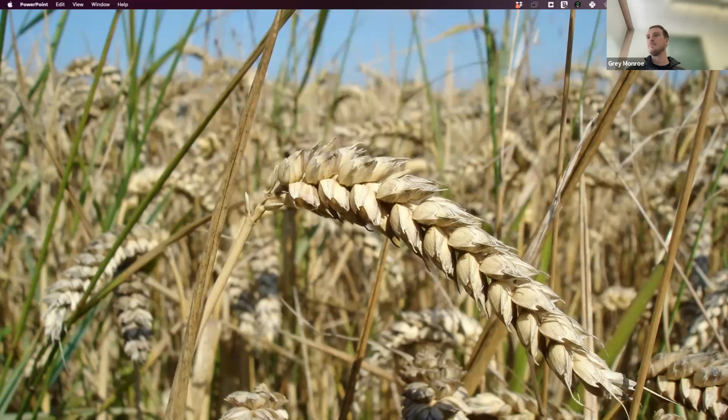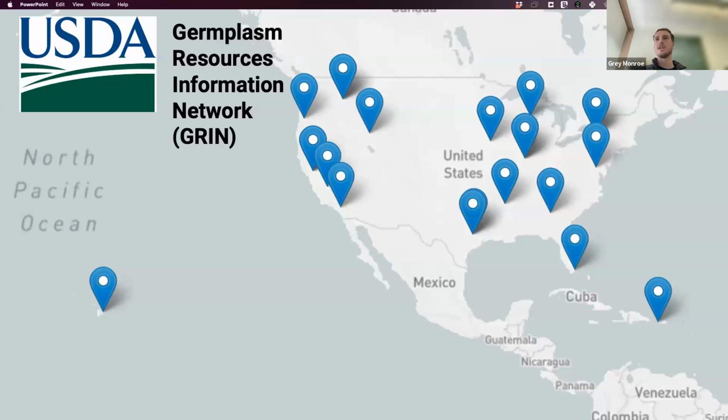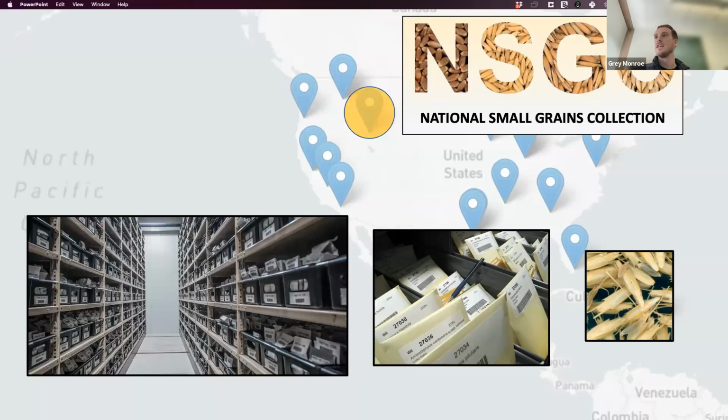Okay, so wheat, wonderful system, fun to work on. We are taking advantage of something that, if you didn't know about, is very cool. The USDA maintains something called the Germplasm Resources Information Network. This is a map, and each of these little marks is the location of a gene bank. It means that there's lots of seed stored somewhere. Someone is storing a repository of genetic diversity. We'll talk about some genetic diversity that's maintained here in Idaho at the National Small Grains Collection.